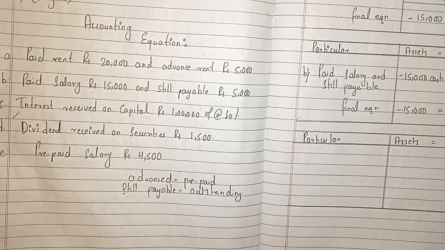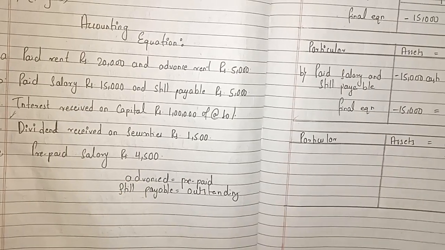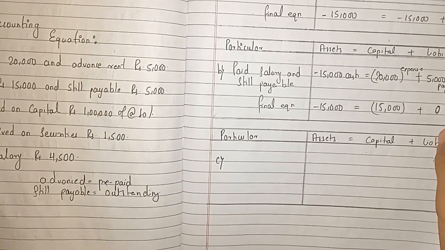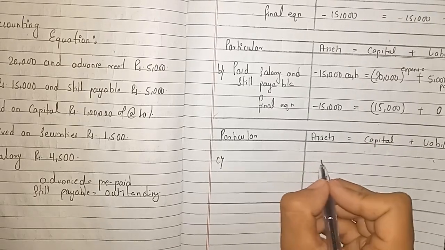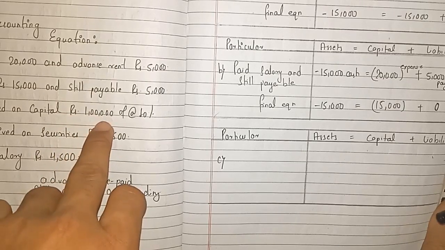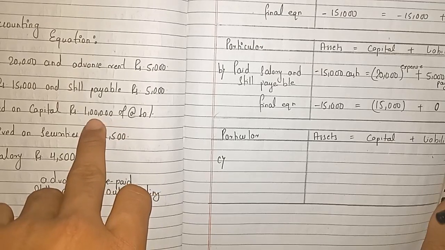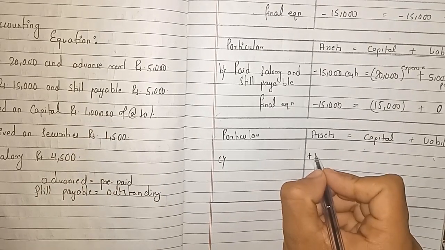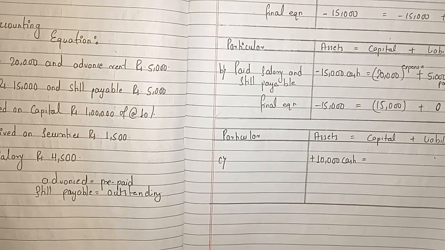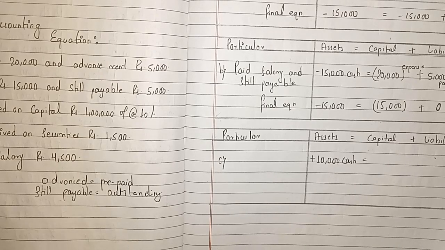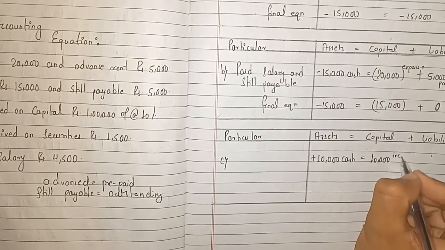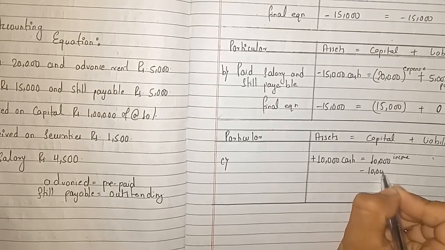Let's move on to the third question, and our third question is interest received on capital. This is one of the very important questions, so understand it carefully. We received interest on capital, say on a capital of Rs 1 lakh at 10%. 10% of 1 lakh is 10,000. So we have got interest as money, and we can add 10,000 as cash in the asset column. And at the same time, this is very interesting. Look, our 10,000 is income, and also our 10,000 is expense.